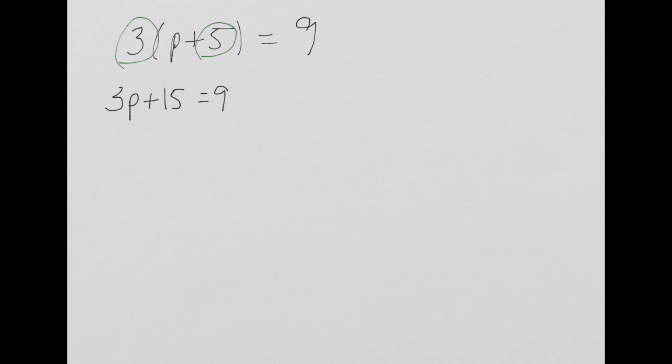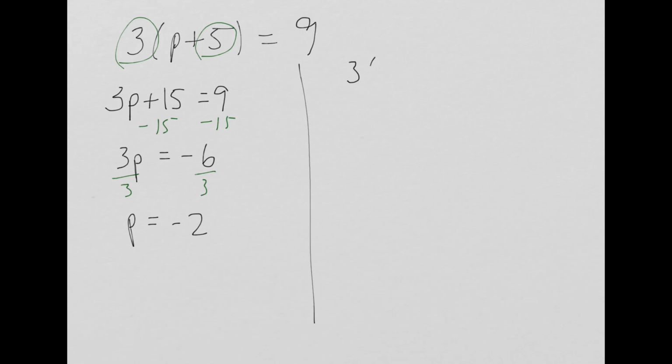Now what would I do next? Probably subtract this 15. You could divide by 3. I'm not going to do that for the reason we just said. So let's see, 9 minus 15, what does that give me? Negative 6. And then why is p not by itself? Because of that 3, so I'm going to divide. So I get p is negative 2. Now that's the first way you could do this problem.